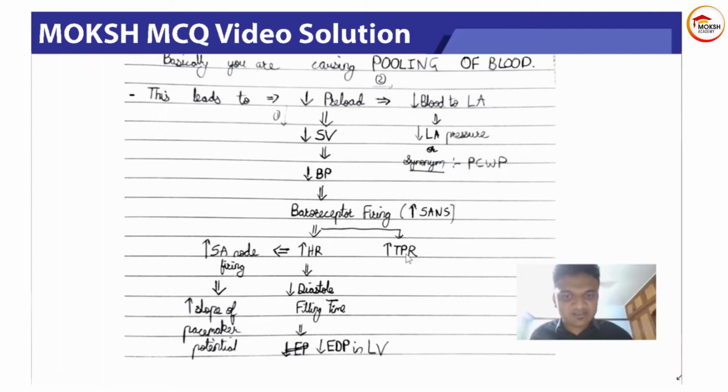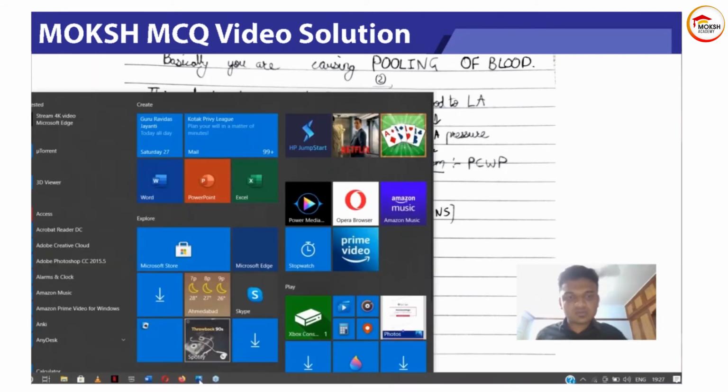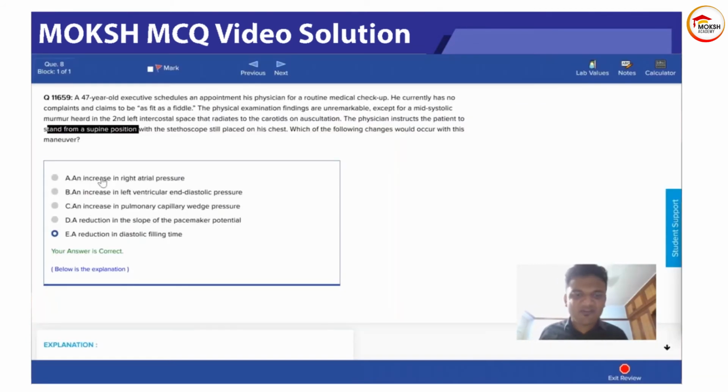Getting this? Screenshot this thing. Understand it later. So the increase in heart rate, which means decreased diastolic filling time. Getting this? If you increase the heart rate, you are not giving enough time to fill the heart, which means decrease end diastolic pressure in left ventricle. There is increase in total peripheral resistance. If you are increasing heart rate by what? By increasing SA node firing, which means there will be an increase in slope of the pacemaker potential. Pacemaker potential will go just faster up. The slope will increase. So let's see the options.